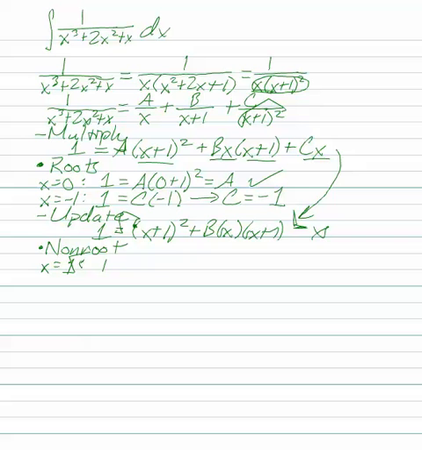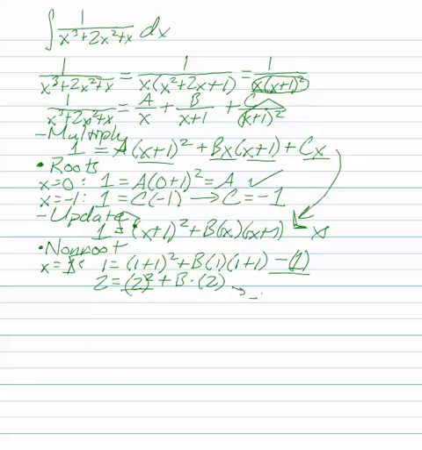The left-hand side is still boring. 1. The right-hand side becomes 1 plus 1 squared plus B times 1 plus 1 minus 1. That's being plugged in. When you add this 1 to both sides, you'll get 2 equals 2 squared plus B times 2. When you subtract the 4 from both sides, you'll get negative 2 equals 2B. So B has to equal negative 1 when you divide both sides by 2. So that gives us A and B and C.